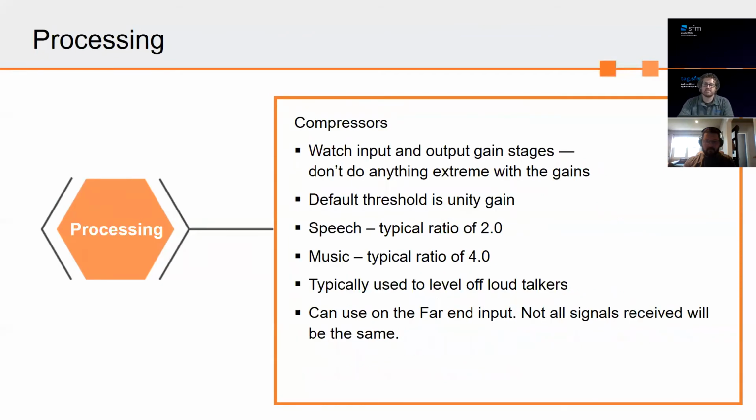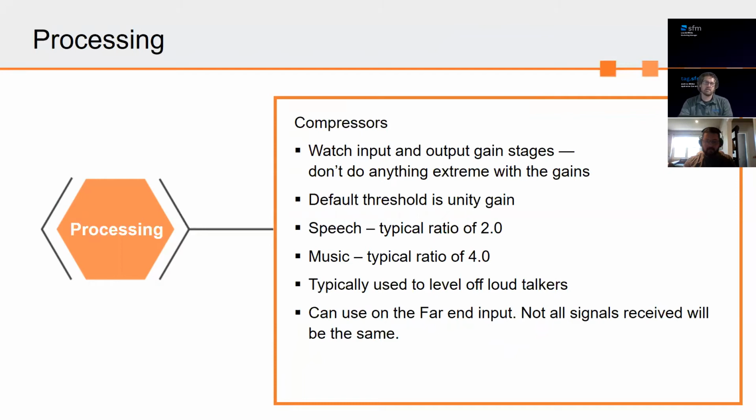And then we've got things like dynamic processes, right? Compressors are dynamic processing, and they're very nice. It can help you out so that when somebody yells, they don't clip the audio. They don't hit that clipping point and cause noise. So you've got to think about things like the thresholds you use when you set it up. Usually it's at unity gain, and then you can adjust ratios. Your typical speech ratio is somewhere around 2. When you get into music, probably somewhere around 4.